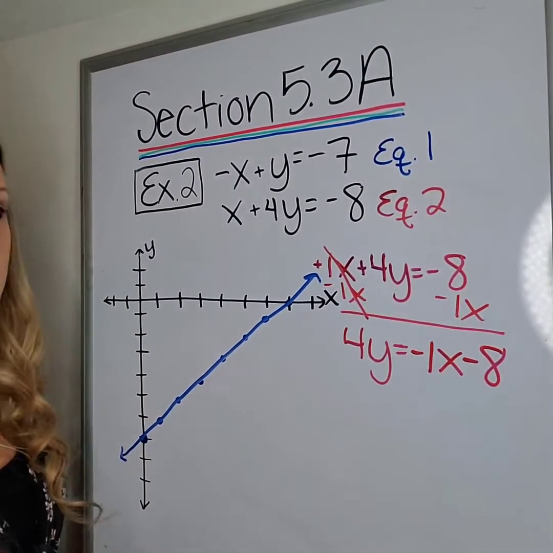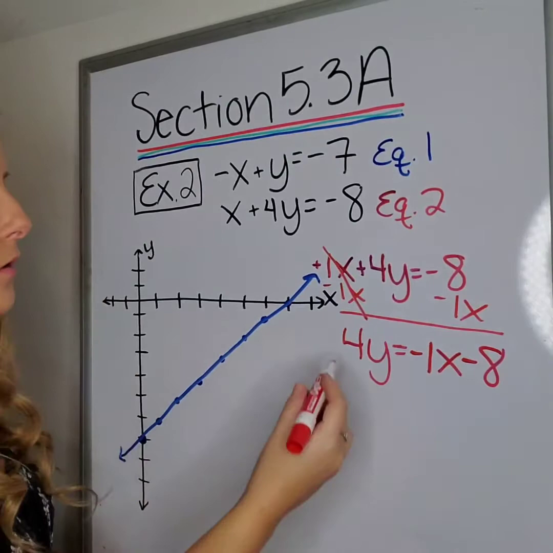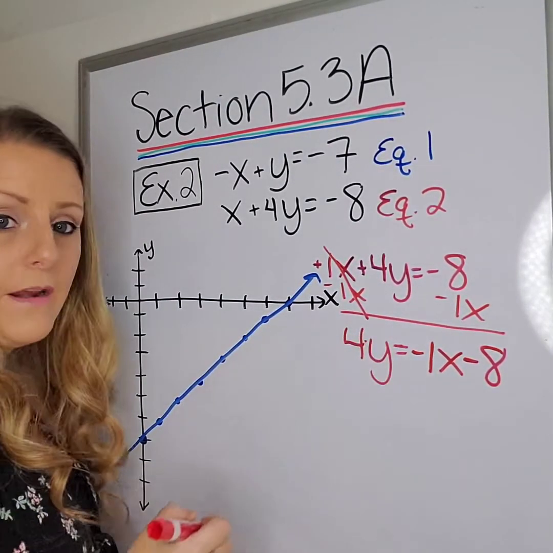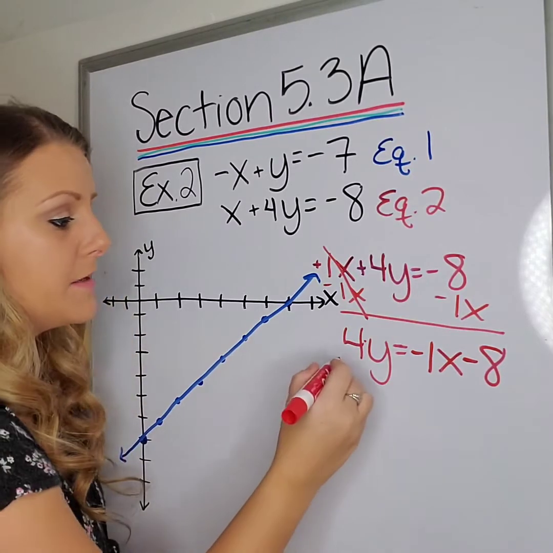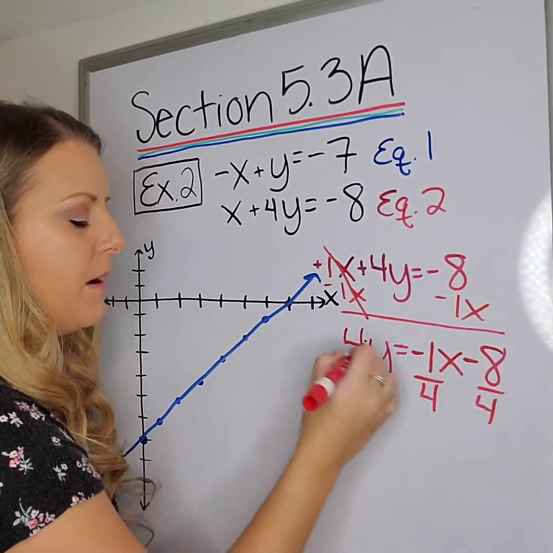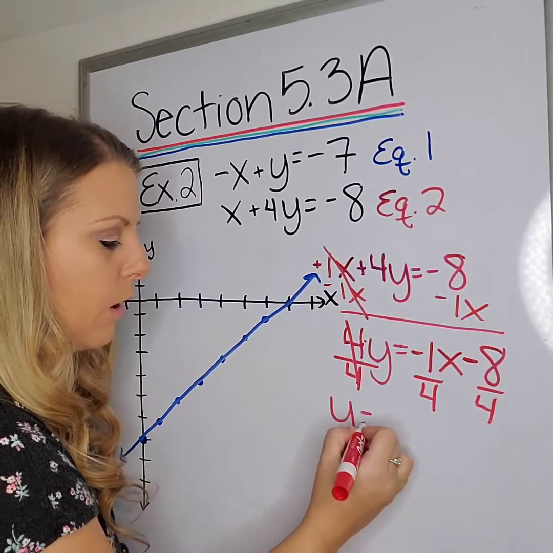Okay, now you're going to still try to get y by itself, but there's a 4 out in front. And right now that means 4 times y. So the opposite would be divide by 4, divide by 4, divide by 4. These go away, y equals.